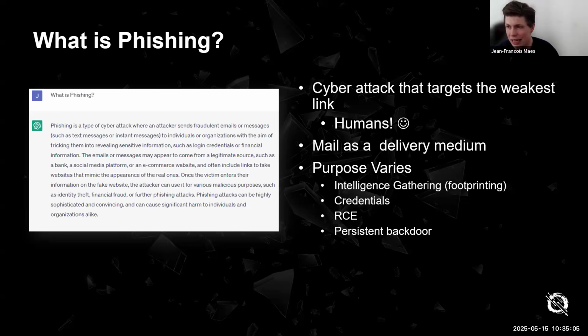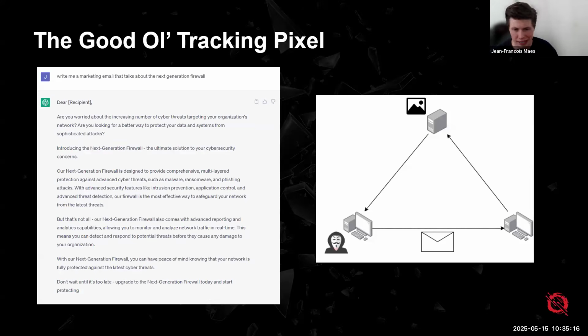So the first thing that I would like to talk about is actually something that gets overlooked quite a bit, both by organizations as well as threat actors and even red teamers as well, which is the good old tracking pixel. Now, the good old tracking pixel, this is something that I also highlight in my SANS course, SEC565. It is a very undervalued piece of fingerprinting.